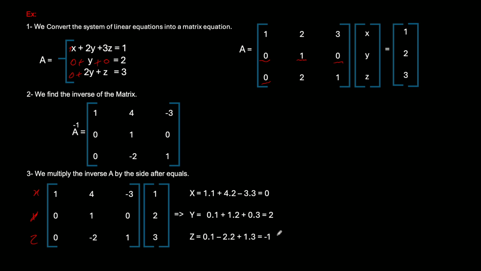And if you take 0 and replace it instead of x, 2 instead of y, and minus 1 instead of z, you will get 1 here.